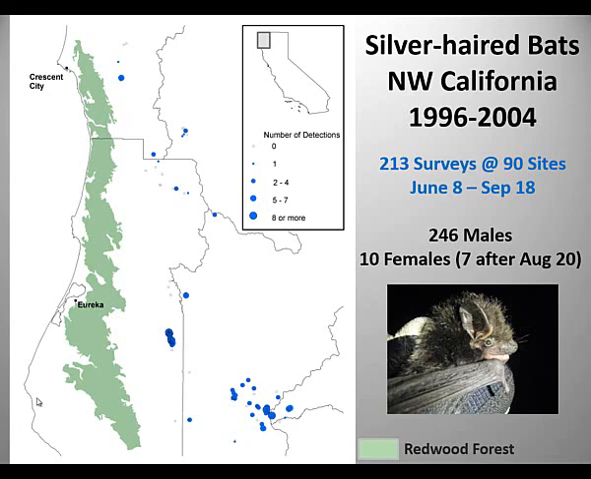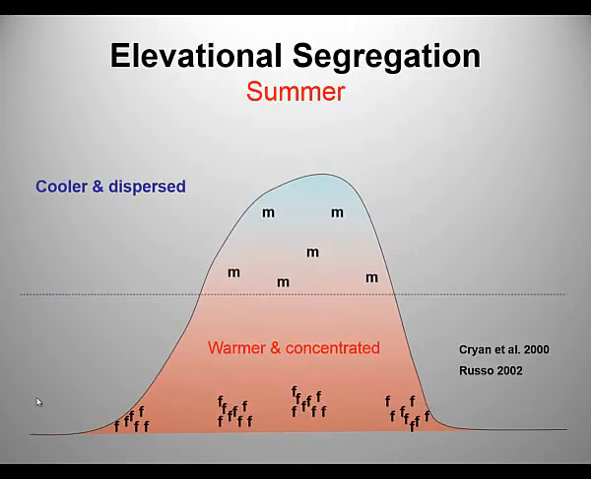But only about 4% of those captures were females, and when we did capture females, it was after about the 20th of August. And this fits well with some of the conceptual models that are out there for many species of bats in the western U.S. and in other parts of the world, wherein there's a sexual segregation, particularly during summer, when most biologists are out looking for bats.